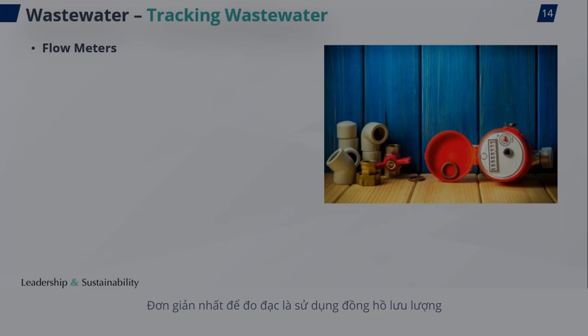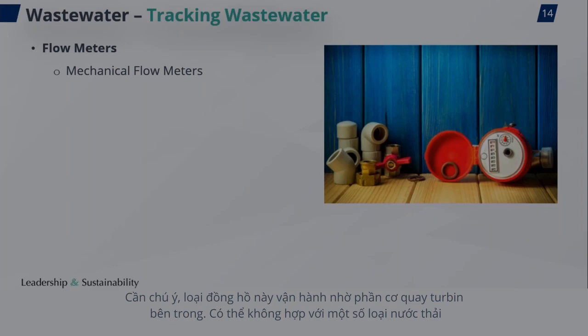And there are different types of flow meters. So we have, for example, mechanical flow meters. They are the most common and economical type of water flow meters, and they perform flow measurement through turbine rotation, and possibly, depending on the type of wastewater you have, they may not be suitable really for wastewater.